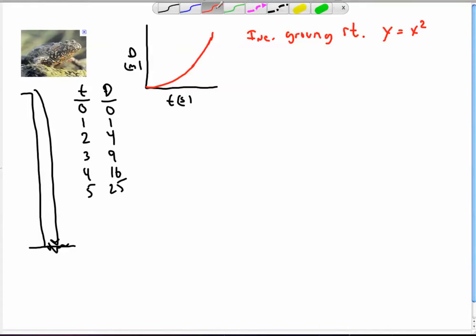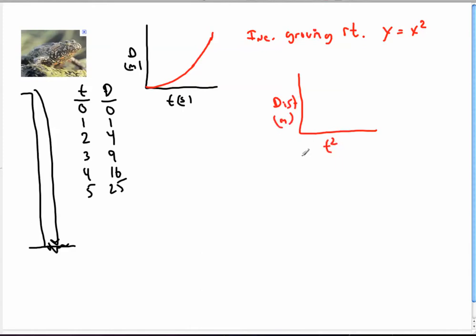Okay, so in the previous segment, we dreamed up this scenario about the frog falling. We found that it plotted an increasing growing rate, a graph, which in math is known as a y=x² graph. So what we're going to do is replot our data to give us a new graph where we're going to plot a graph of distance in meters versus time squared.